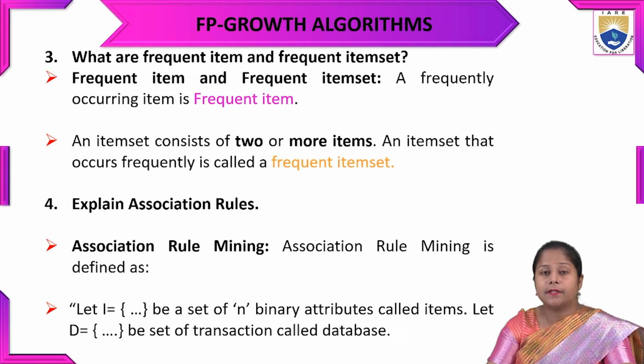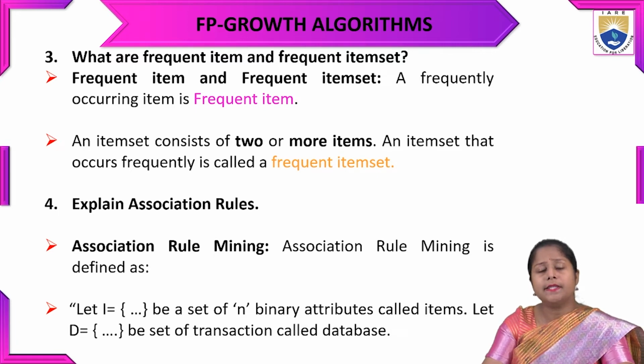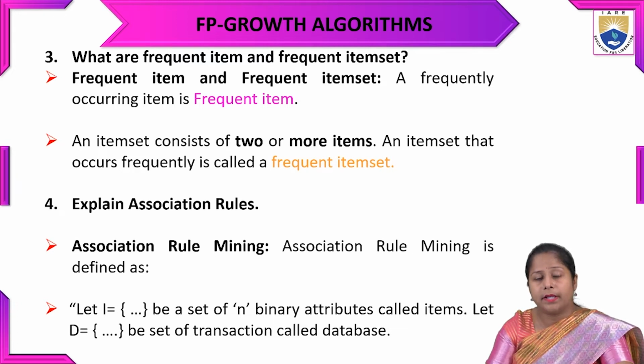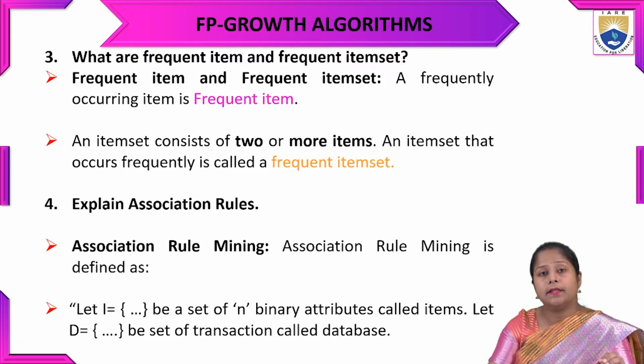Next question is: explain association rules. Basically, some rules will be written before we apply the algorithm, in the form of some syntax. Those are the association rules. In nature they depend on each other; there will be some relation.